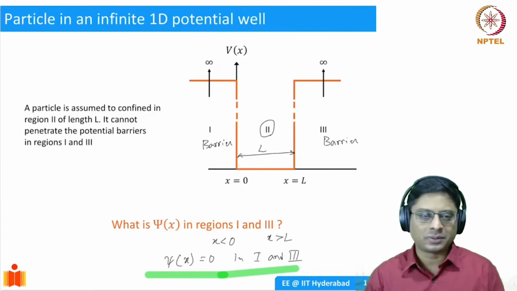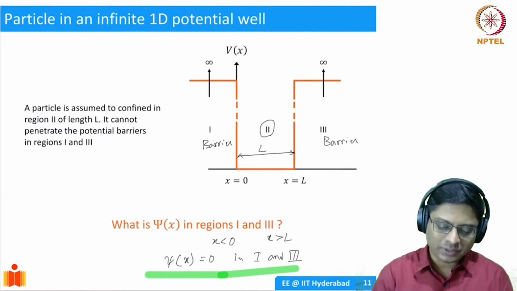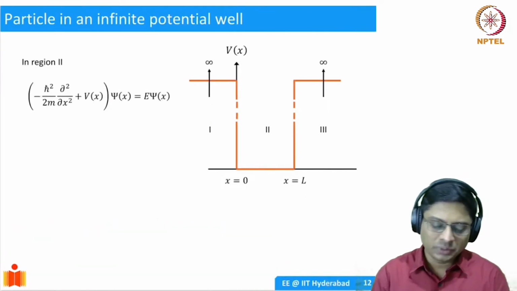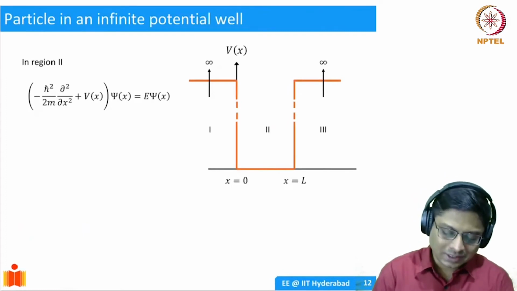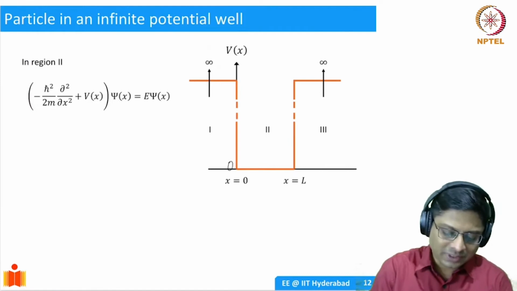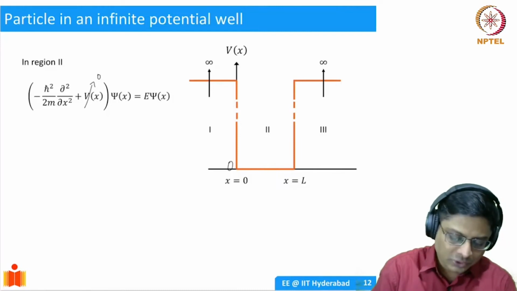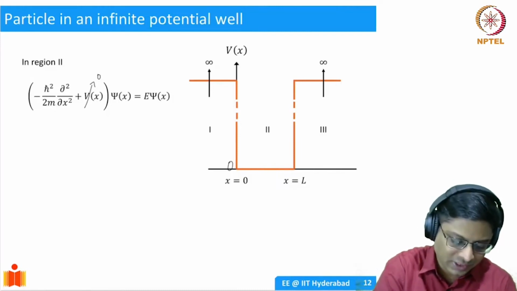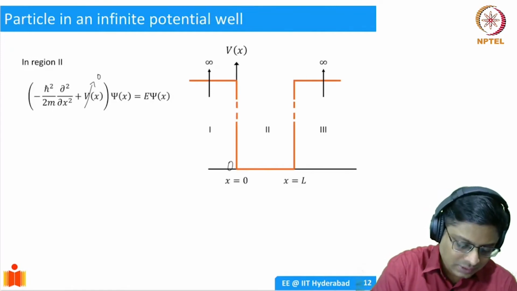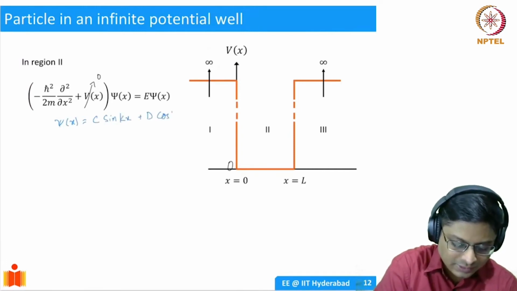All right. So part of the problem is solved. Now, if you find out the wave function in region 2, the problem is fully solved. So how do we solve that? Well, in region 2, the potential V of x is 0. The potential is 0 here and infinity on the other side. We know what the solution is when V of x is 0; we have already done this for a free electron. So we know that psi of x is equal to c sine kx plus d cos kx.